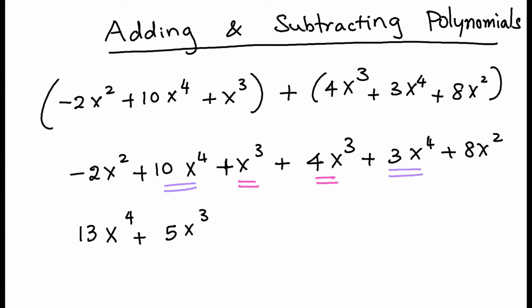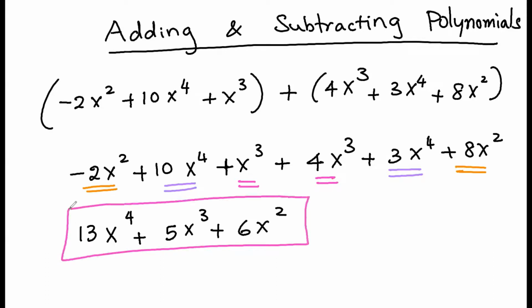Then we're going to look at x squared terms. So if we look at x squared terms, we have negative 2x squared and plus 8x squared. So 8x squared minus 2x squared. So 8 minus 2 is 6x squared. So it's going to be plus 6x squared. And here is your answer. Here is the solution, or the sum of the two polynomials. Hope this is clear. Let us look at another operation of polynomials.